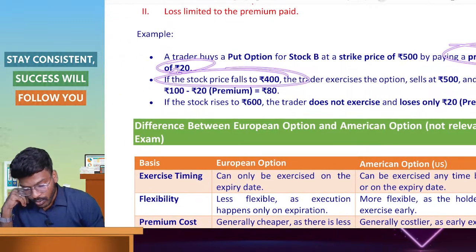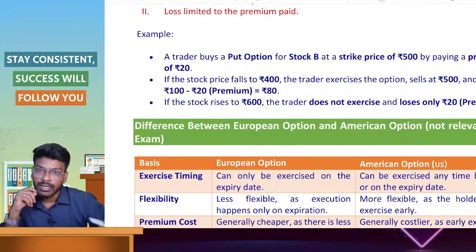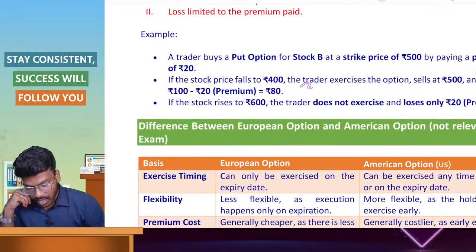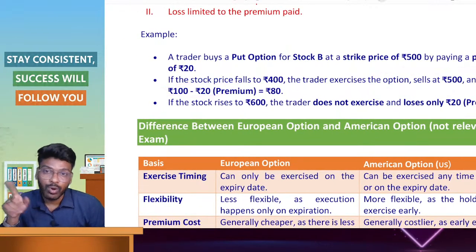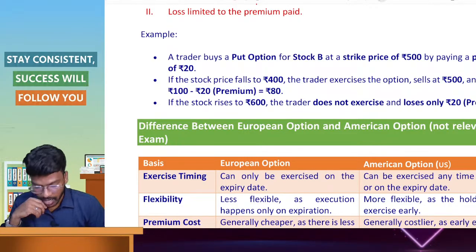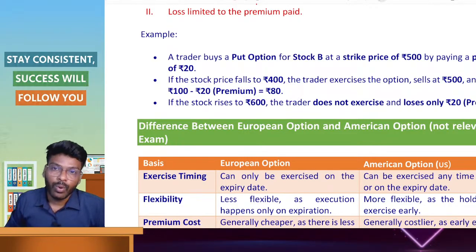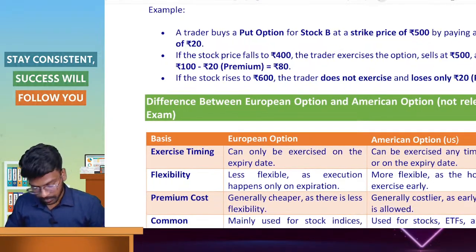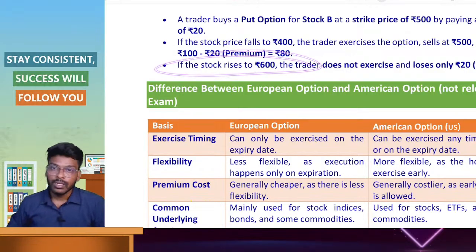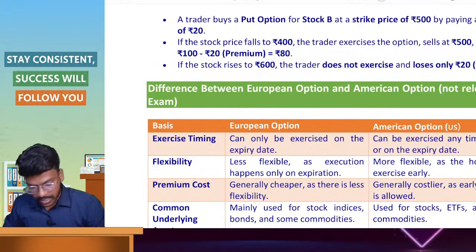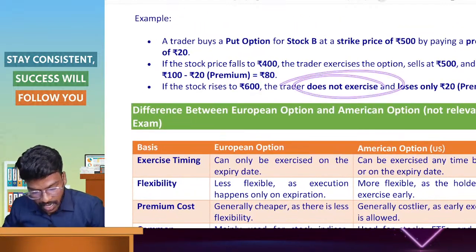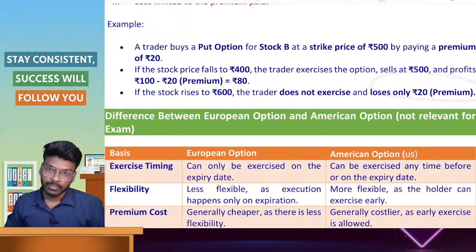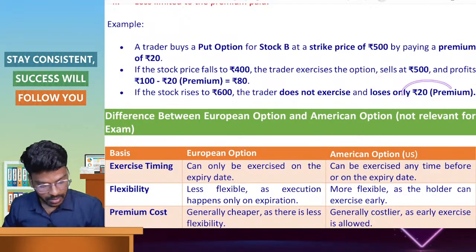In the first scenario, prices actually fall to 400. So the gain will be 100 minus the premium amount paid on entering into the contract, that is, the overall gain is 80. Then the option can be exercised by the holder. In the second scenario, the price increases to 600. In this case, the trader will not exercise the put option and the maximum loss is restricted to the premium amount paid, that is 20 rupees.